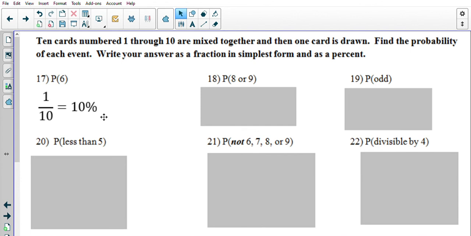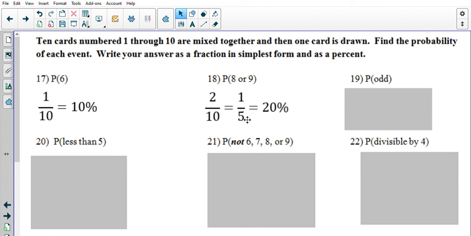Number 18, what's the probability of selecting an 8 or a 9? Well, that is 2 out of the 10 cards. That reduces to 1/5, which is 20%. Again, if you're not sure how to write it as a percent, one option is just take top divided by bottom. 1 divided by 5 will get you 0.2, which is 20%.